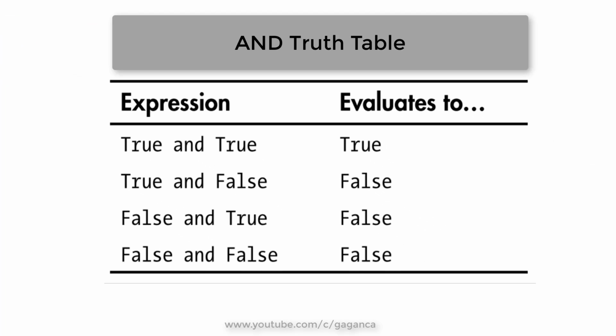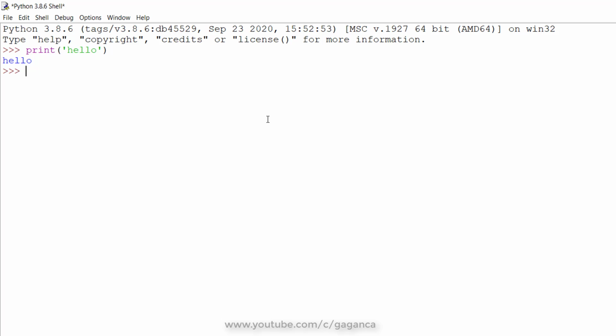This is a truth table for the and Boolean operator. On the expression side, we can have two or more values. The expression will be evaluated to true only when all the values are true, otherwise false. I can test it with the Python shell. So on the left hand side, if I have a value true, and on the right hand side I have a value true as well, the evaluated result will be true. Otherwise, if one value is true and the other value is false, it will be evaluated to false.